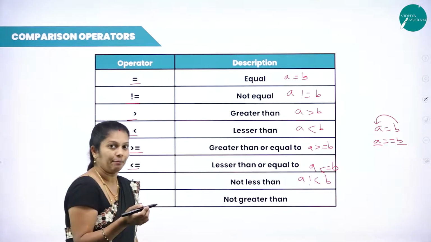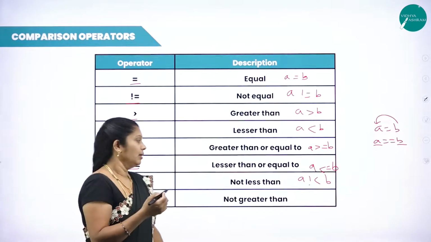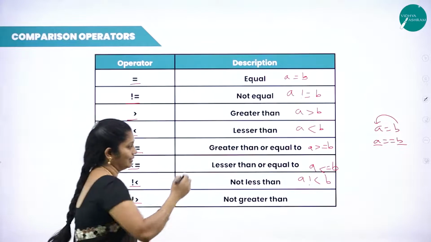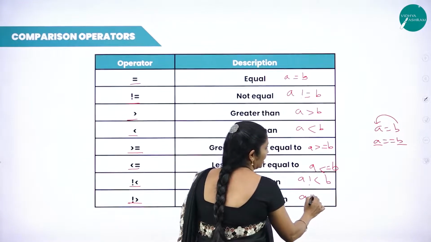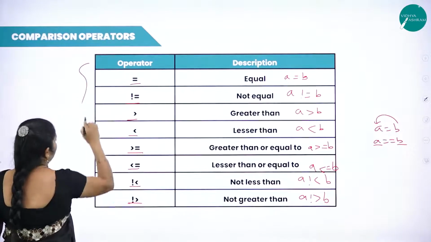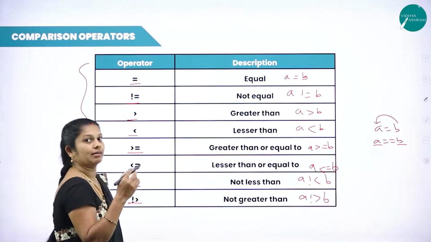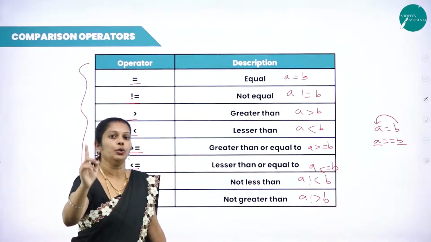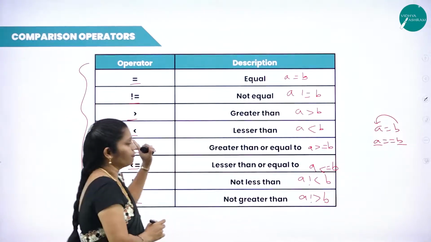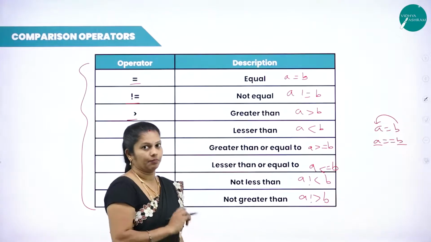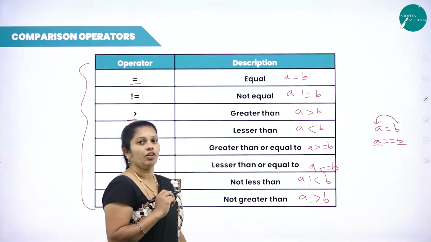This is also one of the comparison operators. And the next one is not greater than. A is not greater than B. These are the few comparison operators. I can say them as relational operators also. Relation between two variables, relation between two values. These are the few comparison operators in SQL we are using. Now is it clear? Next, we will move on.